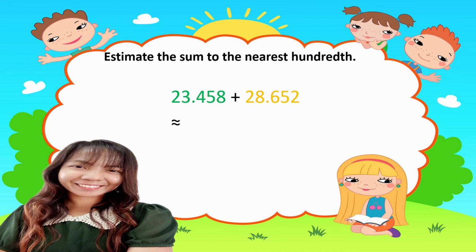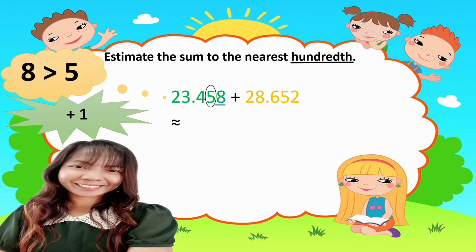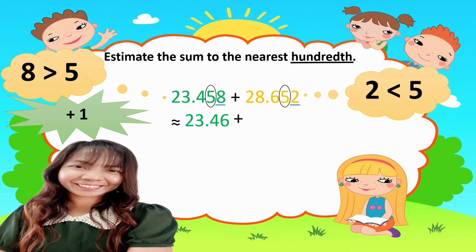Estimate the sum, which means to add, to the nearest hundred. So this is the 100. Okay. 8 is greater than 5. So 23.46 plus, this is 100. Next is 2. 2 is smaller than 5, which means don't add 1 to it. The number stays the same.